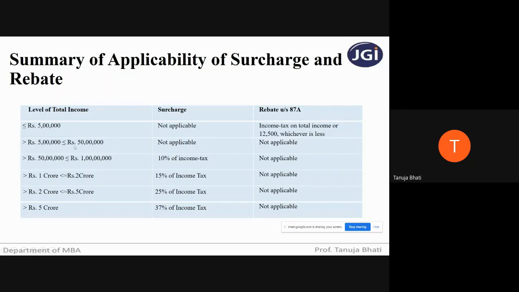Now where your income is between 5 lakh to 50 lakh, obviously rebate is not applicable, because rebate is applicable only when your income is less than 5 lakh. And obviously surcharge also is not applicable, because surcharge is applicable only when your income is more than 50 lakhs. Now all these cases is where it is more than 50 lakhs, more than 1 crore, more than 2 crores, and more than 5 crores. Obviously rebate is not applicable, but surcharge, as we have seen, will be applicable based on the slabs of income.